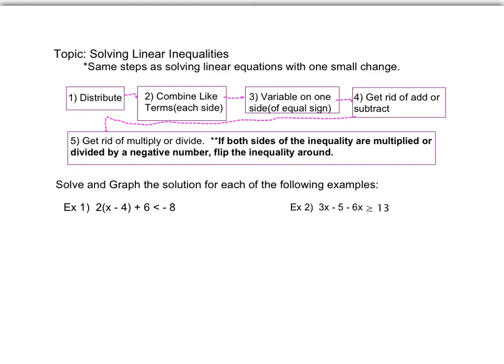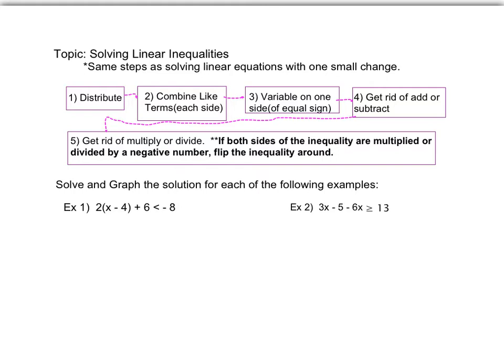Looking at solving linear inequalities is very similar to looking at solving linear equations. In fact, we're going to use the exact same steps with one small change in the final step. That final step's change is that when we get rid of multiplying or dividing by multiplying or dividing both sides by a number, if both sides are multiplied or divided by a negative number, we need to turn the inequality symbol around.